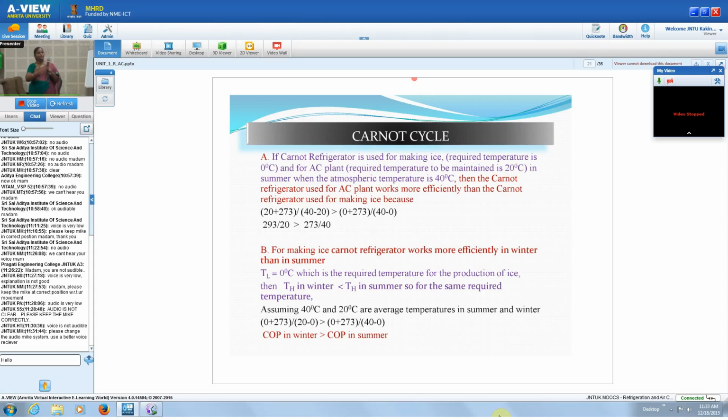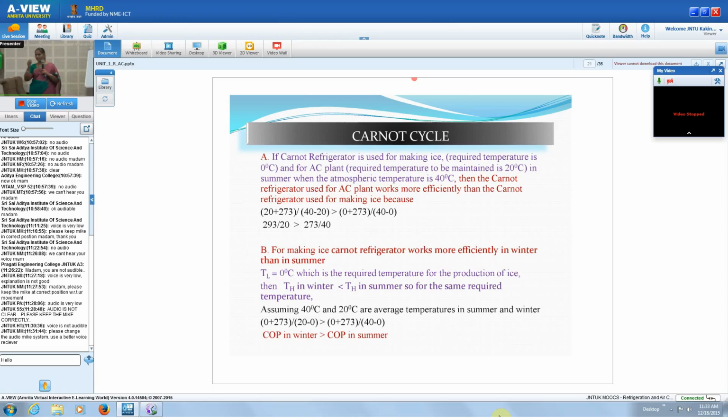In the same way, for making ice, a Carnot refrigerator works more efficiently in winter than in summer. Why? Because in winter the temperature will be less, whereas in summer the temperature will be more. In summer the atmospheric temperature will be 50 degrees centigrade, whereas in winter the temperature will be 20 degrees centigrade. With that, the COP in winter will be 0 plus 273 by the difference between the atmospheric temperature and the required temperature, so 20 minus 0. And similarly, the COP in summer.